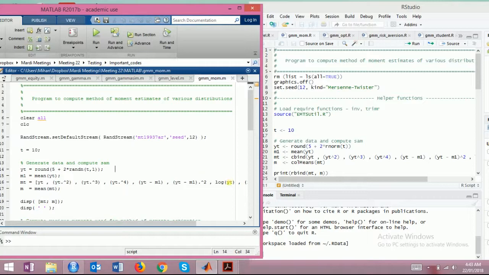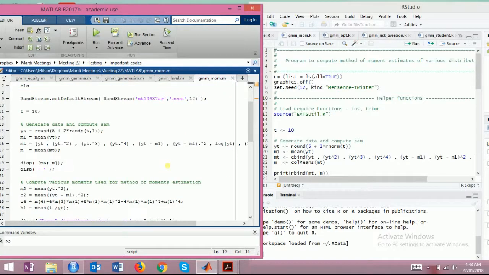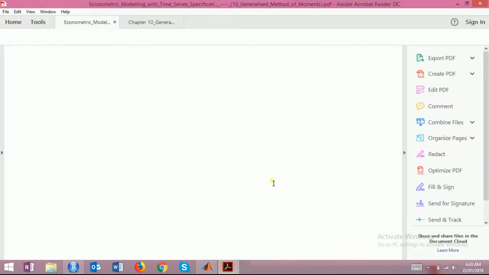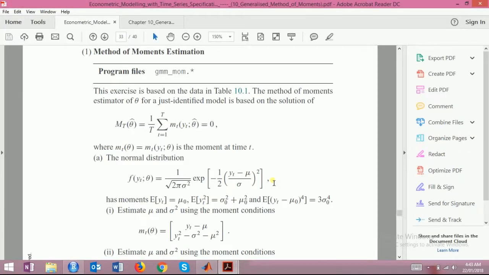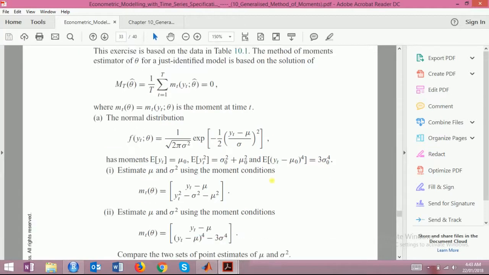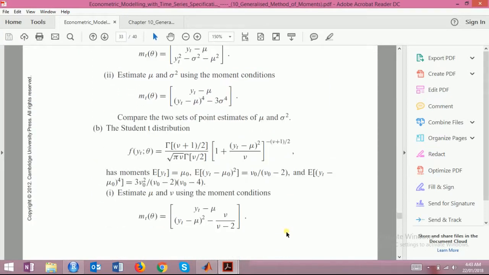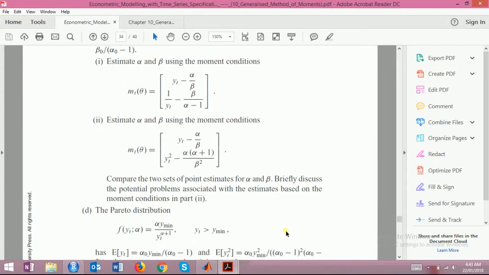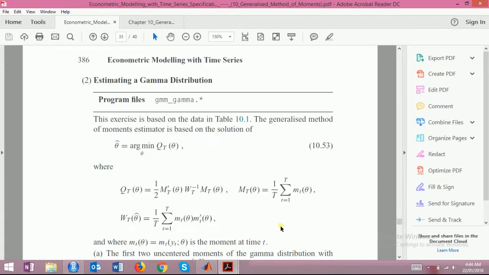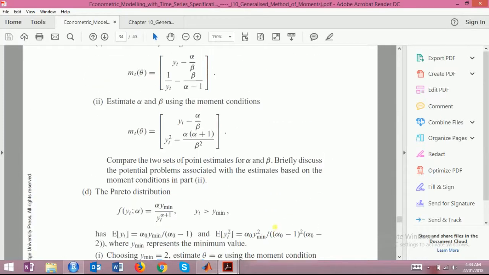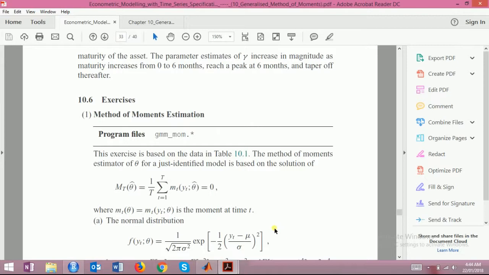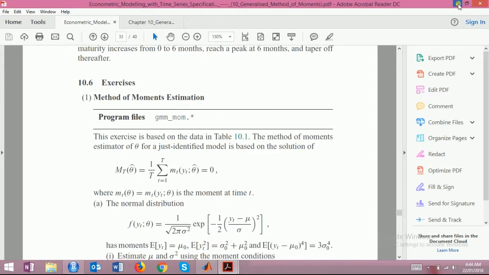Generate data and compute SAM, right? So what is SAM? Solution of moment. Generate data and compute SAM. Okay, we'll see about that.